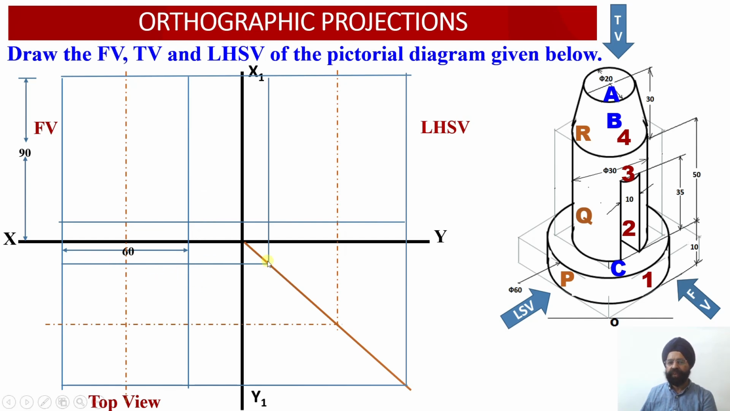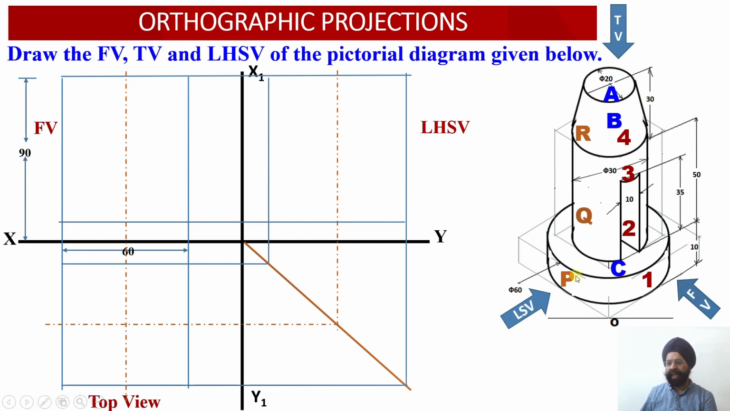And now we can transfer this depth onto the left hand side view. So in the left hand side view, the dimensions of the rectangular surface will be: depth equal to 60 millimeter and height equal to 90 millimeter. So with this we have completed the construction of the front rectangular face, the top view rectangular face and the left hand side view rectangular face over there.